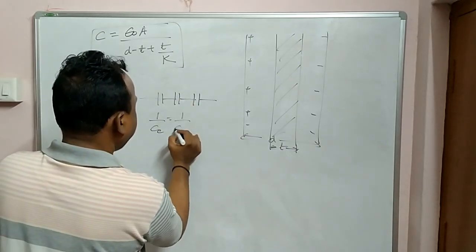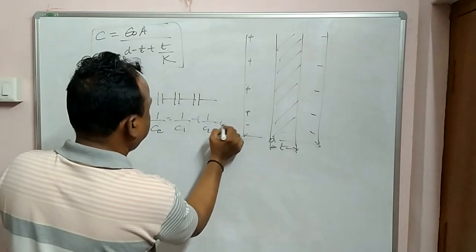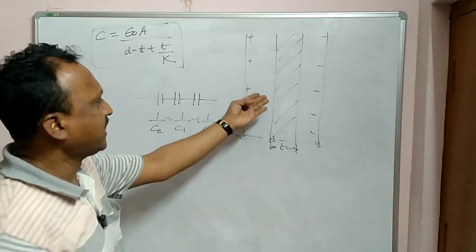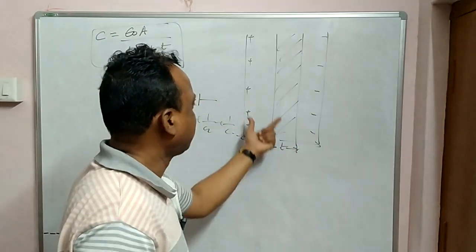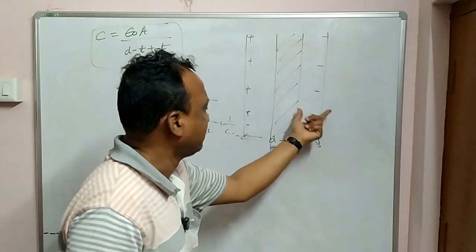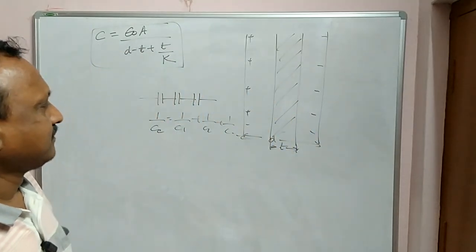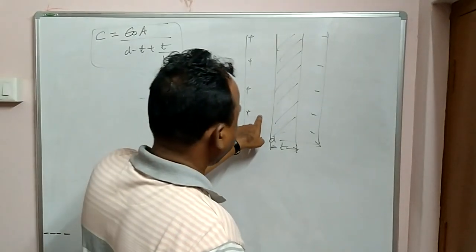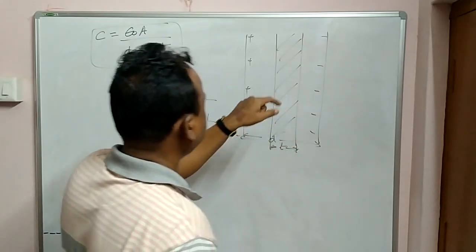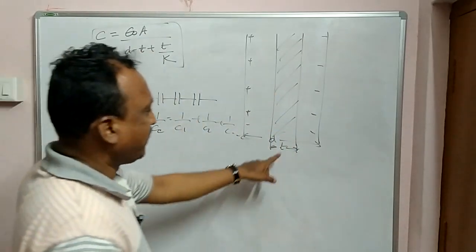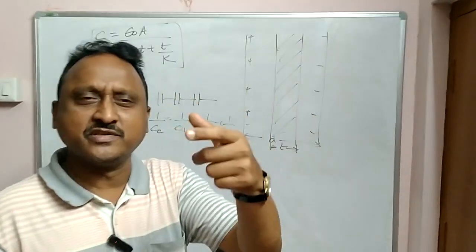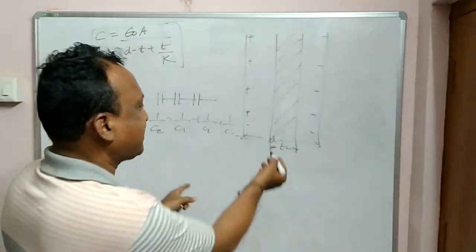1 by C is equal to 1 by C1 plus 1 by C2 plus so on. If you put in the formula, you will get the value here. This is one capacitor, this is one, and this is one. And for this one, you already know, when you introduce a glass slab, what is the new capacitance?